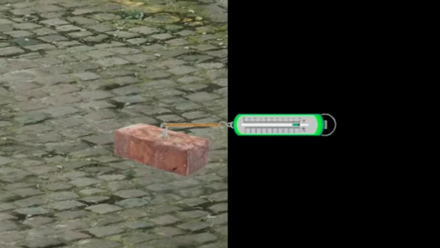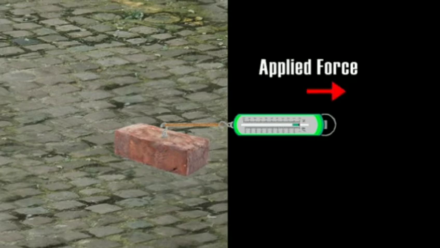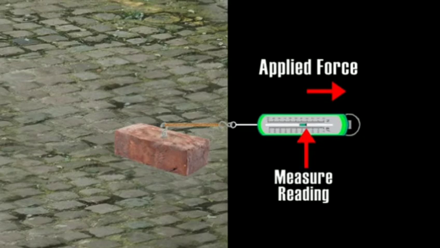As you can see on your screen, this is a brick, this is a spring balance, and this is a rope which connects the brick with the spring balance. Now what you have to do is tie a string around a brick and pull the brick by a spring balance. You need to apply some force. Note down the reading on the spring balance when the brick just begins to move. It gives you a measure of the force of friction between the surface of the brick and the floor.